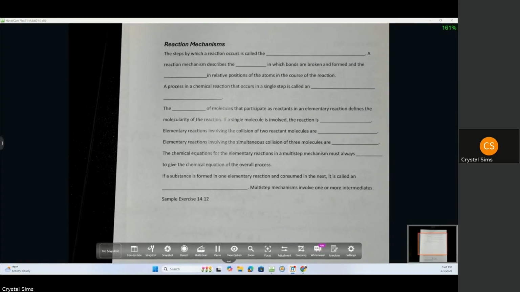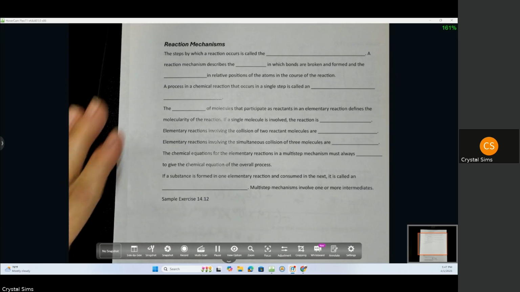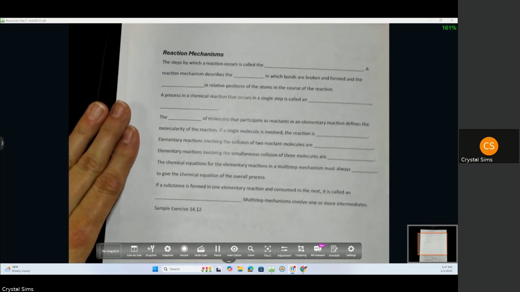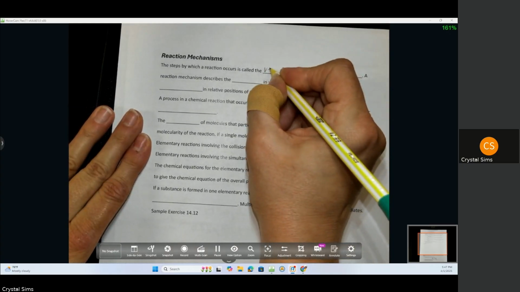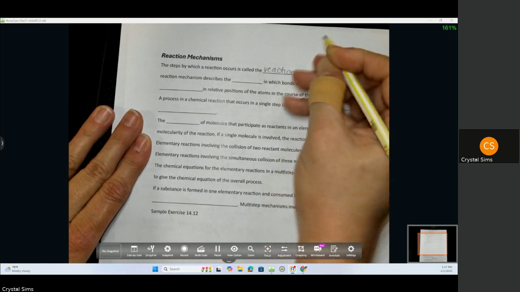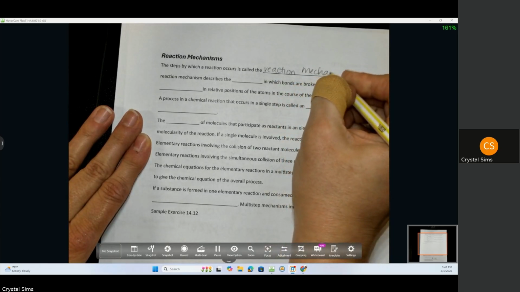In this video, I'm going to go through sections 14.6 and 14.7 in your textbook. So we get into reaction mechanisms. The steps by which a reaction occurs is called the reaction mechanism.